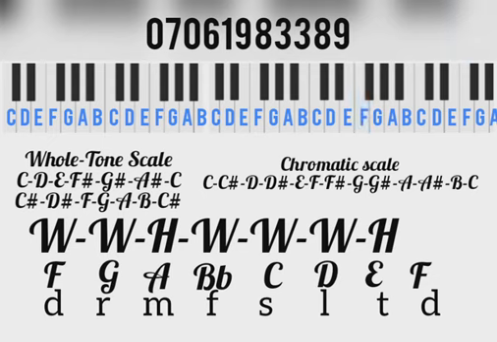F major scale goes F, G, A, B flat, C, D, E, F. There you go. So try this out. Following the scale, derive all the keys.